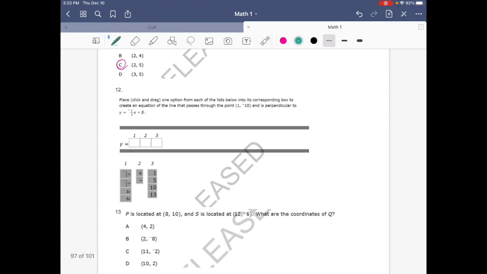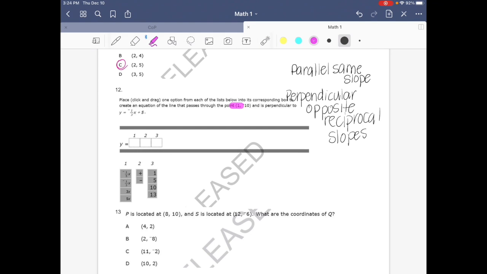All right, now remember, parallel and perpendicular. So this is very important. I would write this down if you have notes. So parallel, remember, parallel lines have the same slope. And perpendicular lines are going to have opposite reciprocal slopes. So they have an equation and it passes through this point. So we have the point, we know it's perpendicular, and that's the equation that we're looking at.